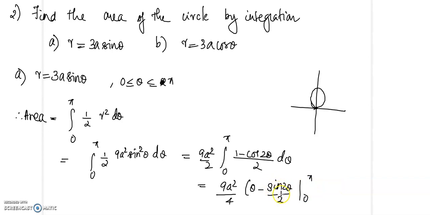Now at 0 and at pi, the sin 2 theta value will be 0, and when you apply the limit on theta you'll get pi. So the value is 9a square pi by 4. So that is the required area of the circle.